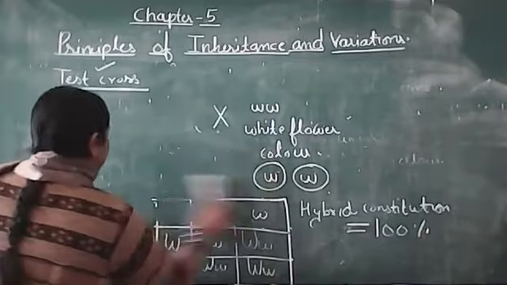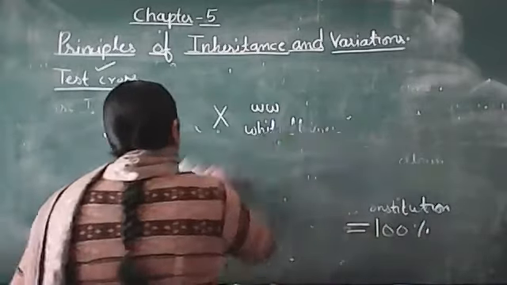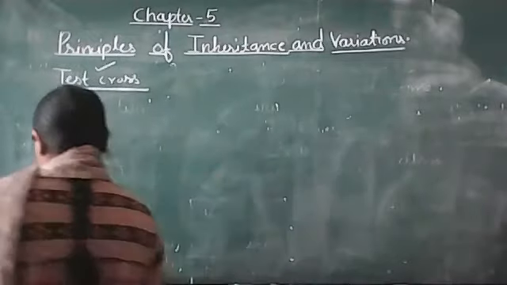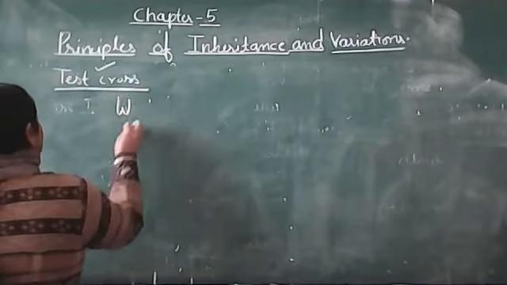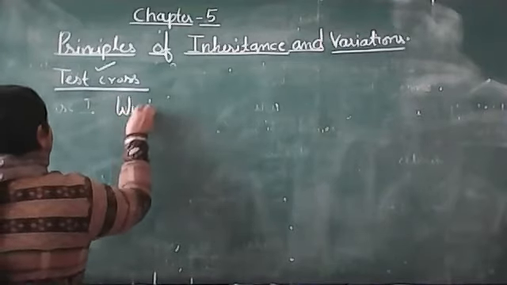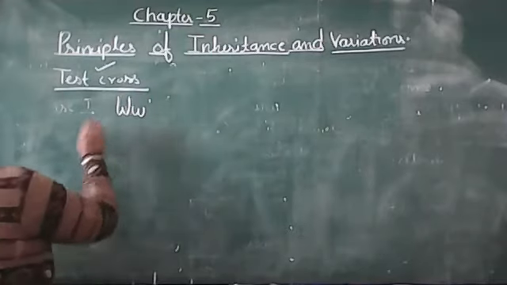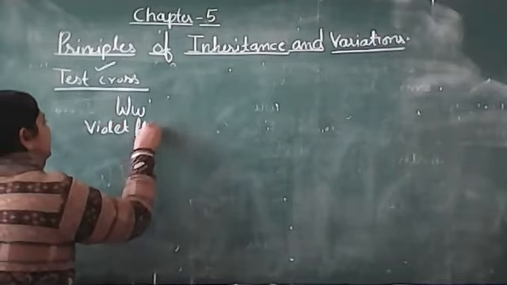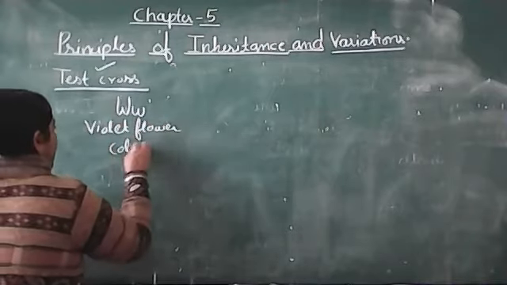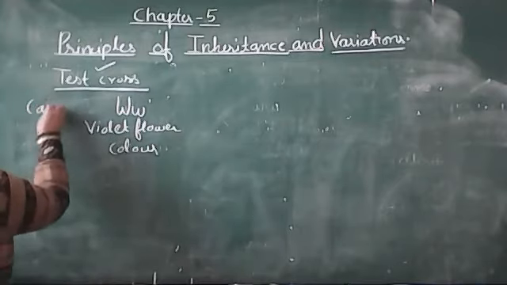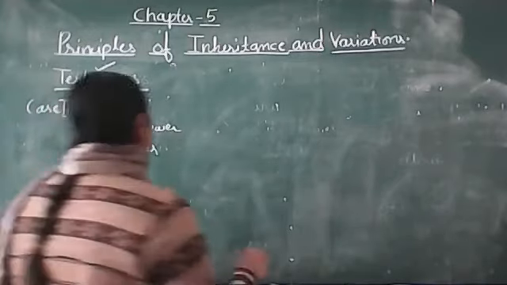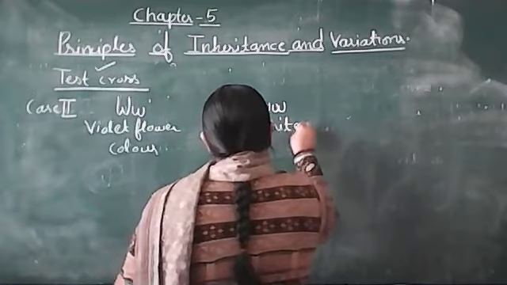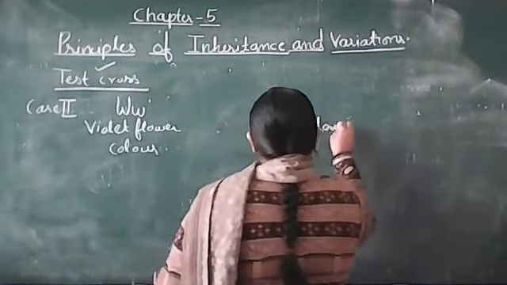So what can be considered as case 2? Suppose the parent is heterozygous. So one of the parents, if it is heterozygous, then we can give its constitution as capital W, small w. So the phenotype of this parent is again violet flower color. And as I have already said, in a test cross, the second parent is always the homozygous recessive parent. So the color for the second flower is white color.